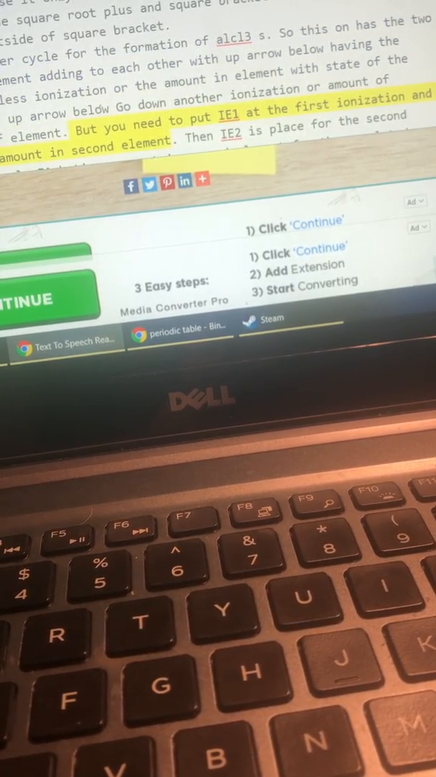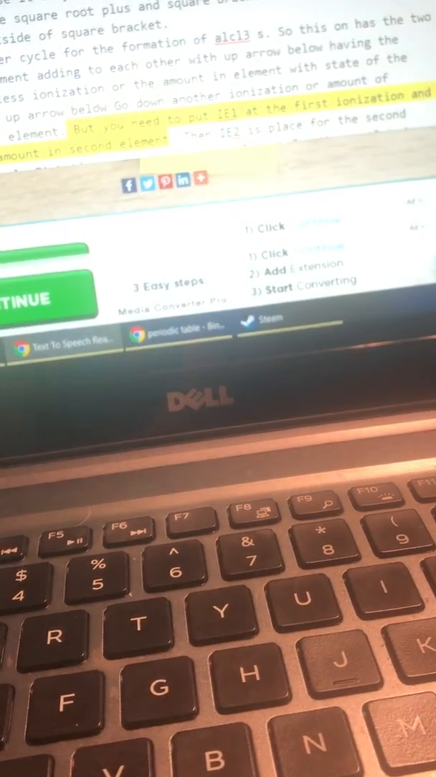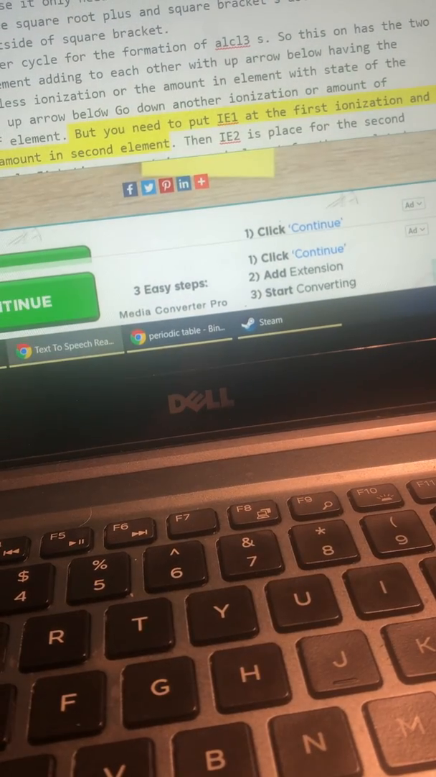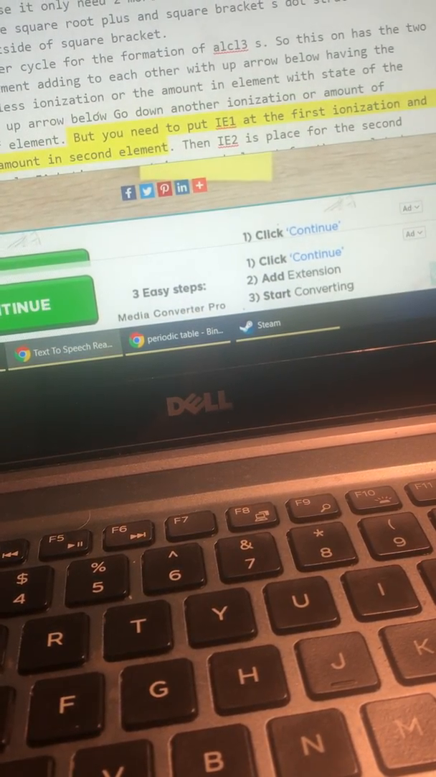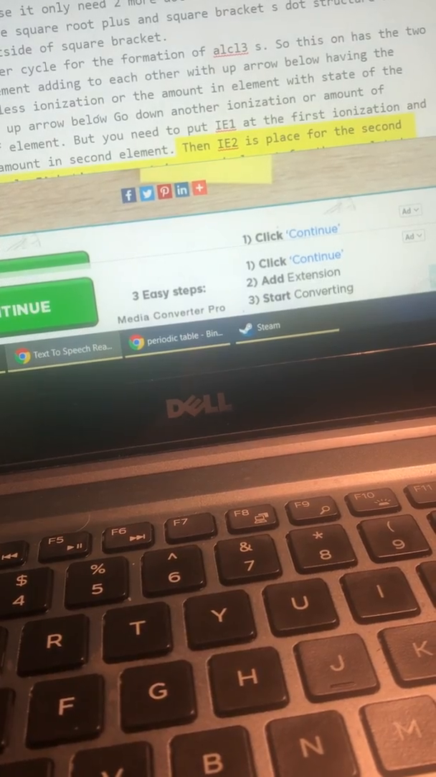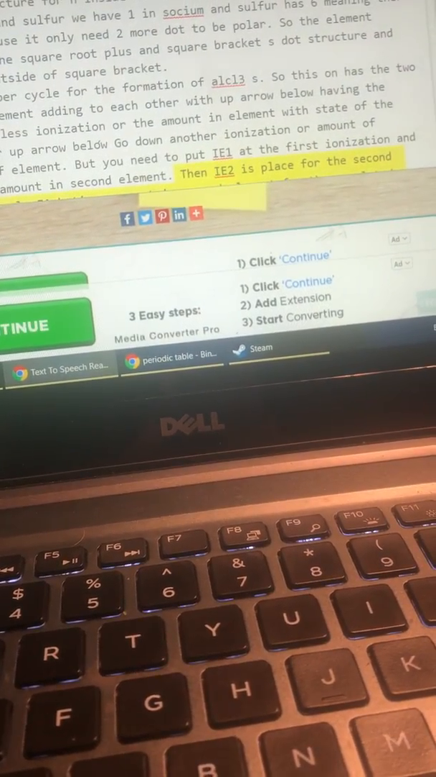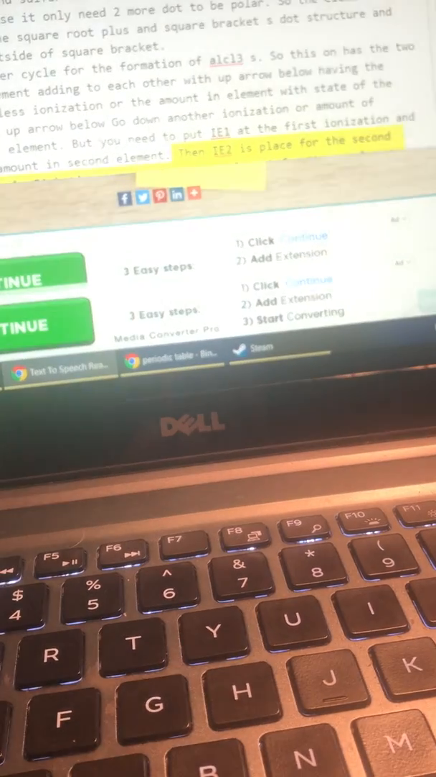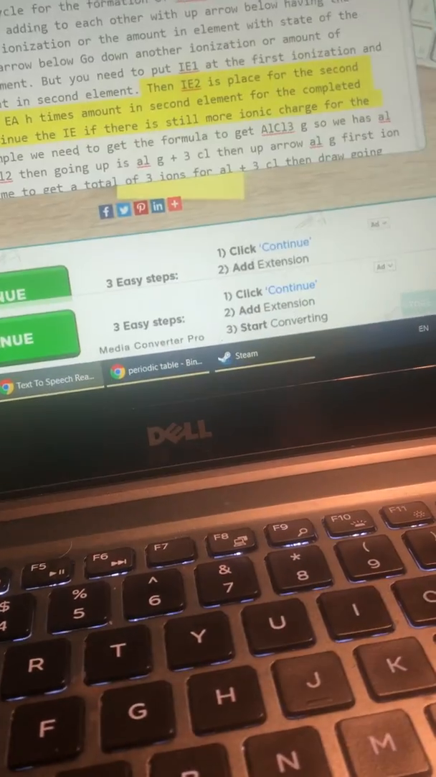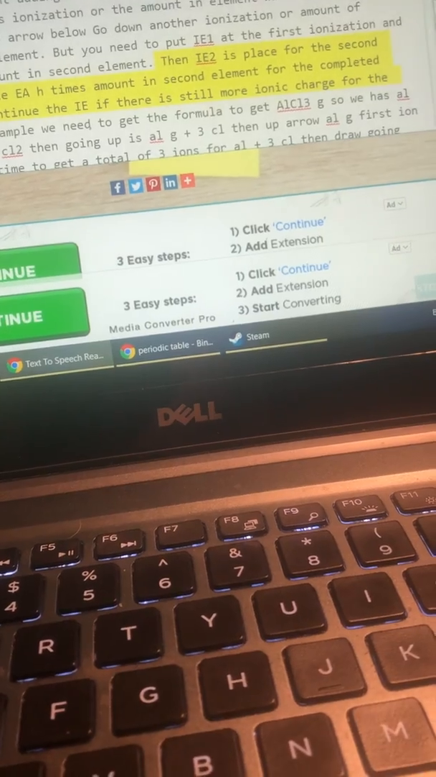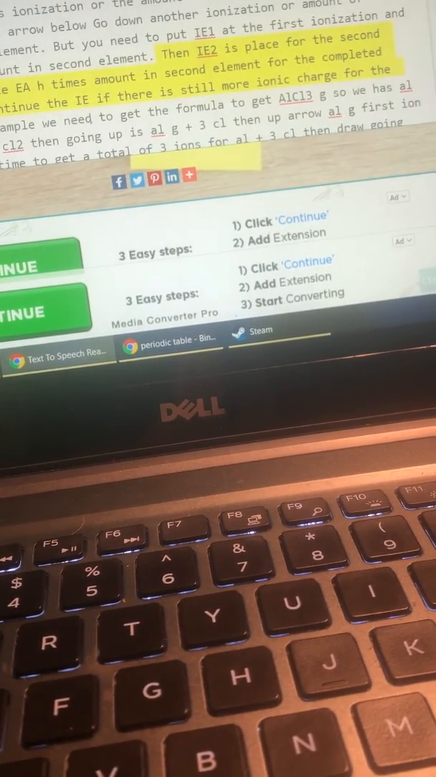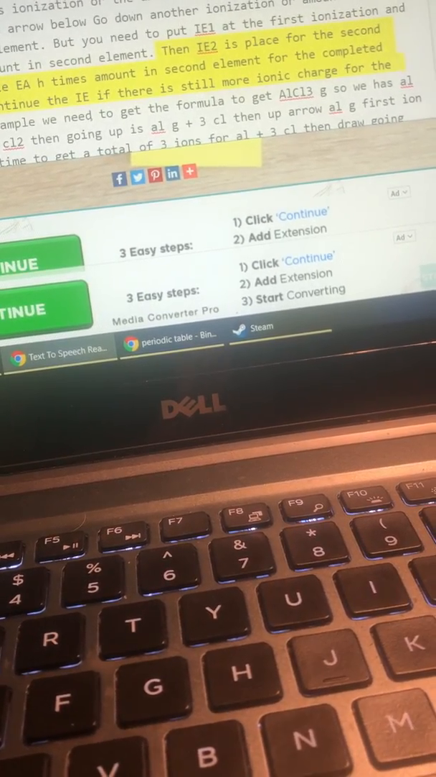But you need to put IE1 at the first ionization and ΔHf times the amount of the second element. Then IE2 is placed for the second ionization and ΔHEA times the amount of the second element for the completed second element, and continue the IE if there is still more ionic charge for the other element.